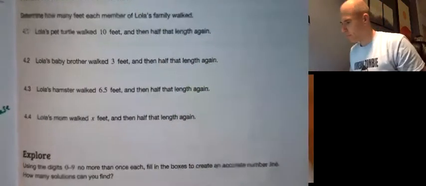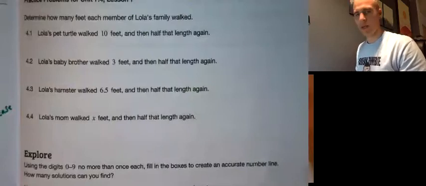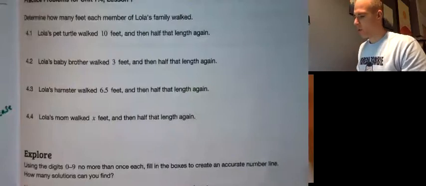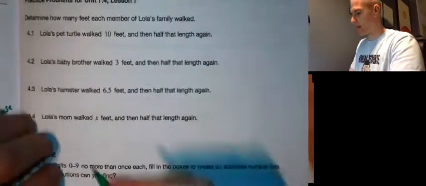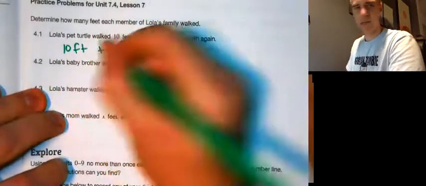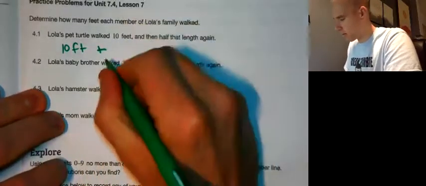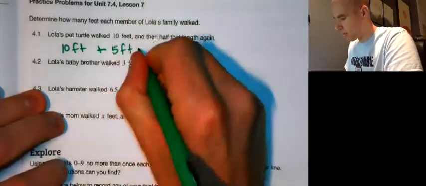Okay, so it says determine how many feet each member of Lola's family walked. 4.1 says Lola's pet turtle walked 10 feet and then half of that length again. Okay, so 10 feet plus, this one's not too hard, right? We can do this one in our heads. Half of 10 feet is 5 feet, equals 15 feet.